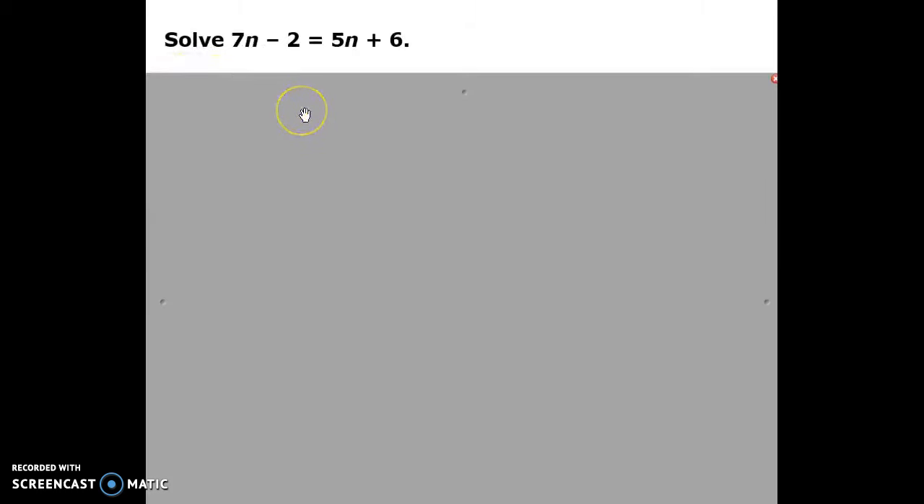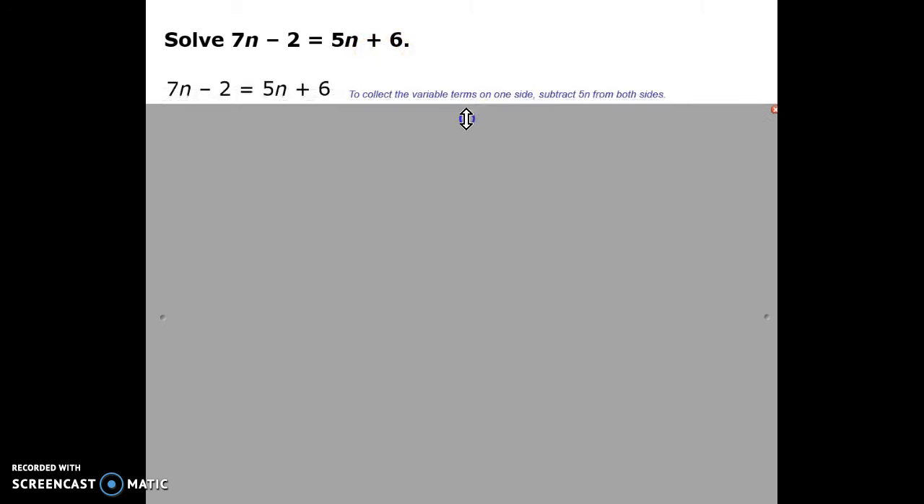So if we want to solve this equation, 7n minus 2 equals 5n plus 6, what I'm saying about the greater absolute value is 7n's are greater than 5n's. So what I want to do is move this 5n over with this 7n and get this negative 2, or minus 2, over with this 6. And you're probably looking at that like, well, that's not so bad.